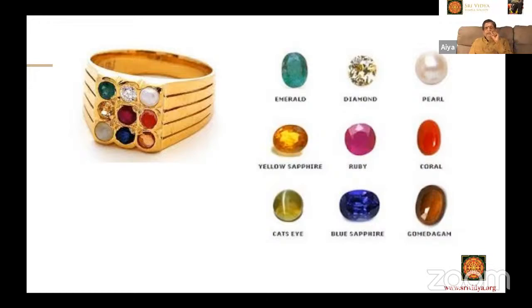So ruby, when you choose, ask for pigeon blood ruby. Pigeon blood ruby is considered to be the best. It's quite expensive. So you have to use your intelligence. Then moon is pearl. Coral is Mars, Angaraka. Then Buddha is emerald, Mercury. Yellow sapphire is Guru.